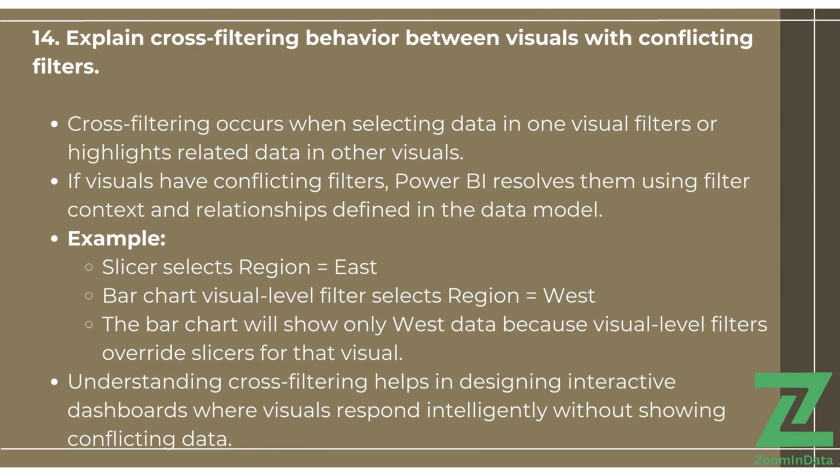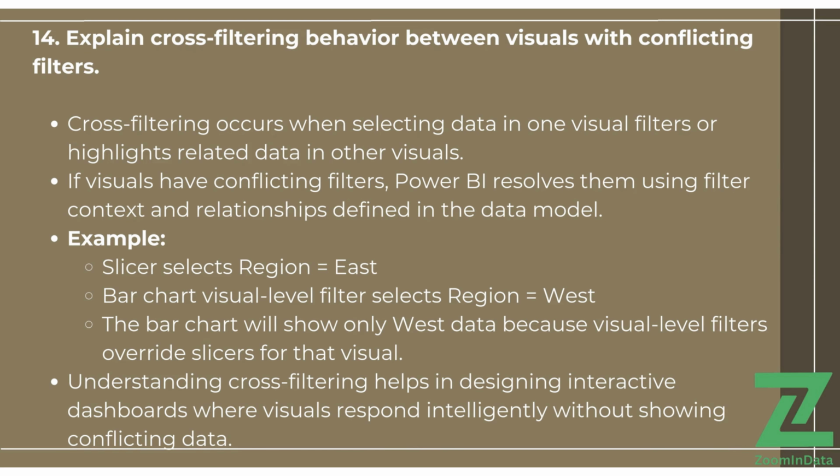14th question: explain cross-filtering behavior between visuals with conflicting filters. Cross-filtering occurs when selecting data in one visual filters or highlights related data in other visuals. If visuals have conflicting filters, Power BI resolves them using filter context and relationships defined in the data model.